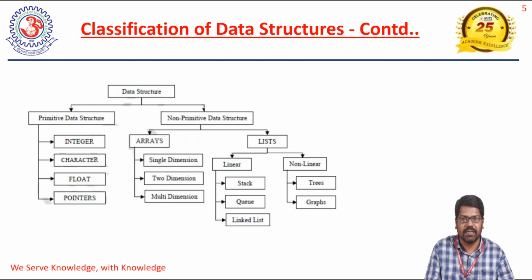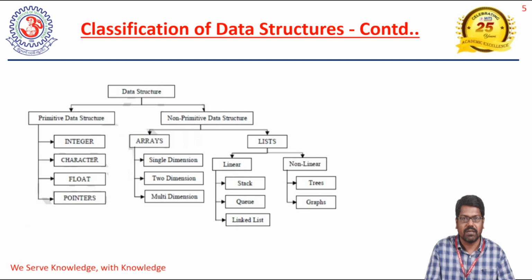Under the list category, linear lists and non-linear lists are also there. Under the linear category, we have stacks, queues, and linked lists. These are some examples of linear data structures. Under non-linear, trees and graphs fall under the category of non-linear data structures.